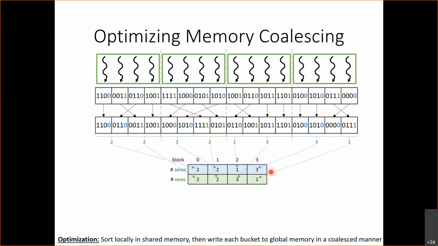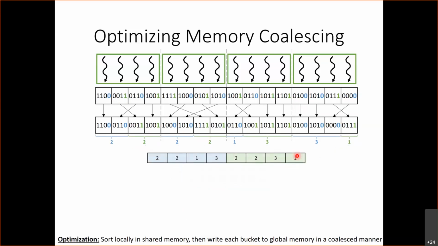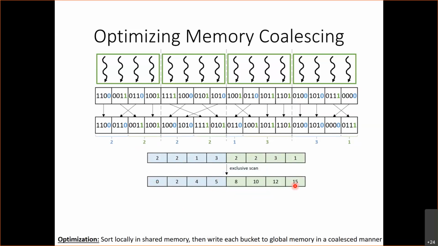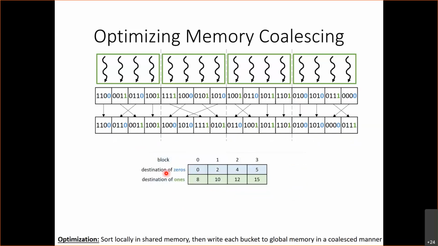So I can think of this array as a 1D array. For the zeros, I need to find the number of zeros in the previous blocks. For the ones, I need to know all the zeros in all the blocks plus the number of ones in the previous blocks. So I do an exclusive scan on this array. And with this exclusive scan, if I go back and look at this array again as a table like this, now I have for each block the destination of the zeros in that block and the destination of the ones in that block.